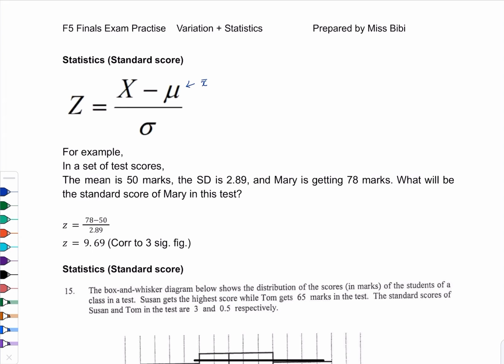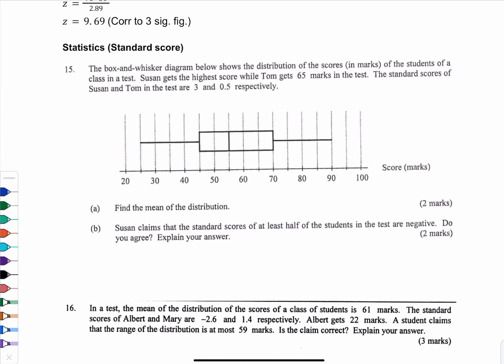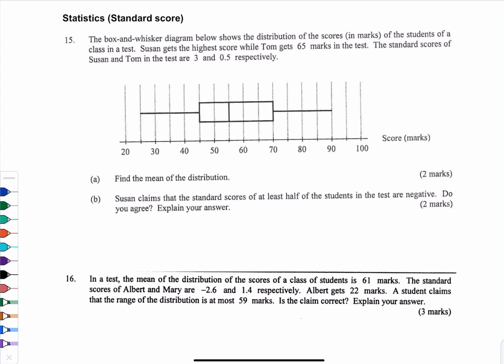But now let's do some statistics questions on our own, the DSE questions. It can come together with the box and whisker diagram, of course. Let's see. This is question 15, that means it's a part B question. Susan gets the highest score while Tom gets 65 marks. And then we know that the standard score of Susan is 3 and the standard score of Tom is 0.5. So Susan performed better. Of course, she got more marks.